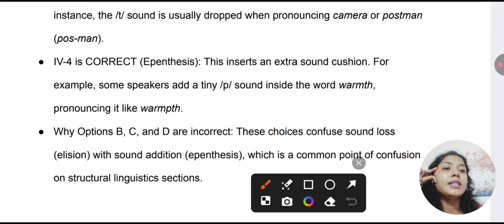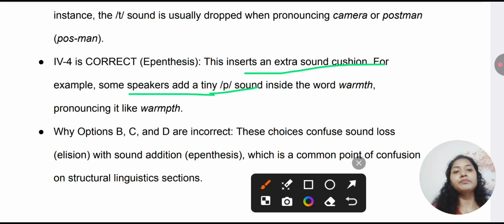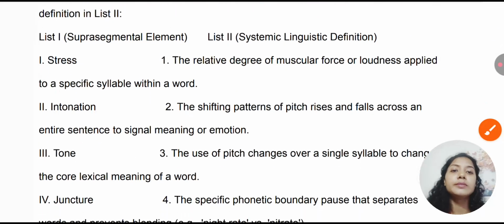Now, epenthesis, this inserts an extra sound cushion. For example, some speakers add a tiny p sound inside the word warm. Warm. तो यहाँ पर warm में m के बाद p का एक बिल्कुल छोटा सा पार्टिकल टाइप साउंड आ जाता है लेटर. तो यहाँ पर एडिशन है, warm. Okay. Now let's see the next question.